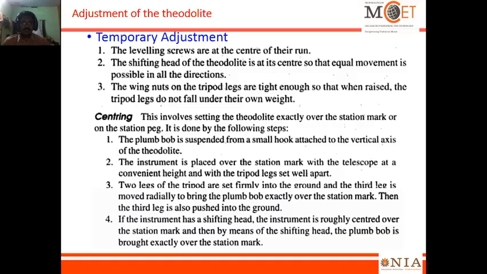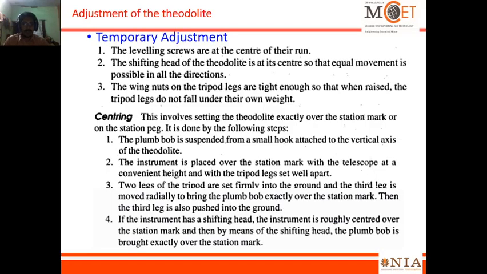The leveling screws are at the center of their run, the three foot screws. The shifting head of the theodolite is at its center, so that equal movement is possible in all directions. The wing nuts on the tripod legs are tight enough so that when raised, the tripod legs do not fall under their weight. These are the things we check. Then what is centering?